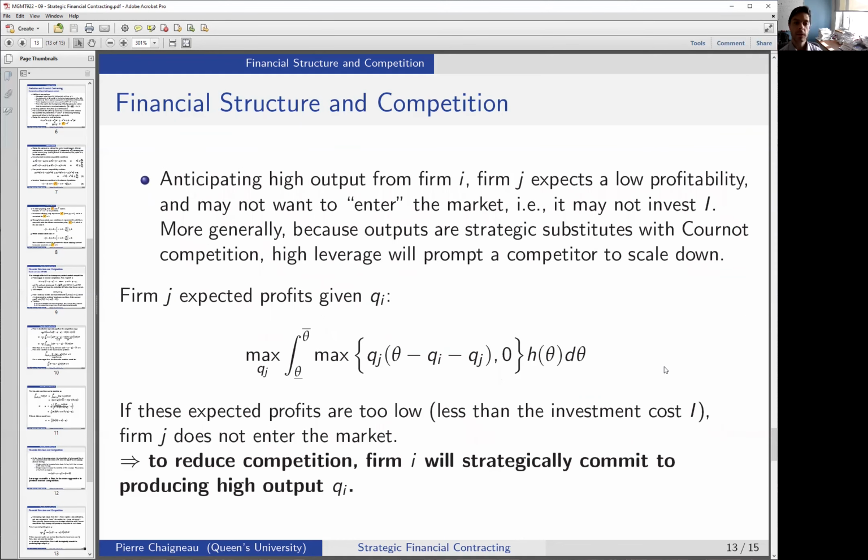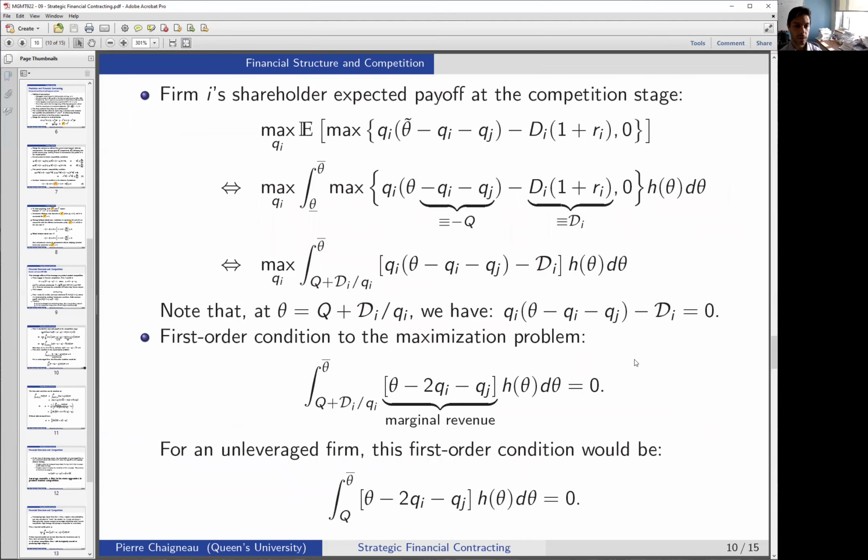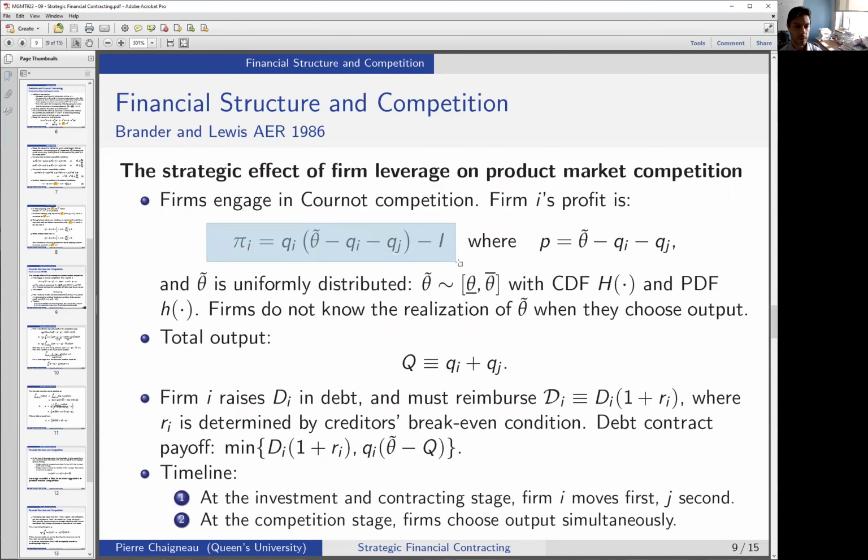So why does that matter? Because now we're going to take the perspective of the other firm. And remember, this is strategic financial contracting. So we're considering the effect of financing decisions on the decisions of other economic agents, and so in this case, other firms that we are competing with. So firm J is going to anticipate high output QI from firm I, and so it's going to expect a low profitability. And remember that for any firm, profits are equal to this. So if we take the perspective of firm J, if the other firm increases its output, it's going to drive down the price, and so it's going to drive down the profits of firm J.